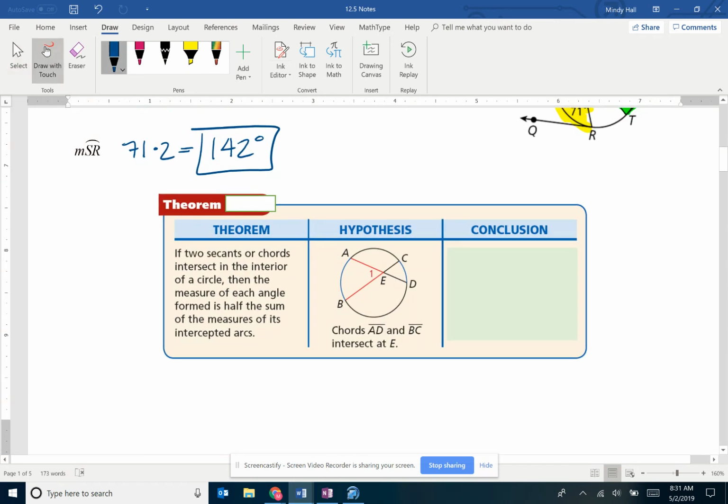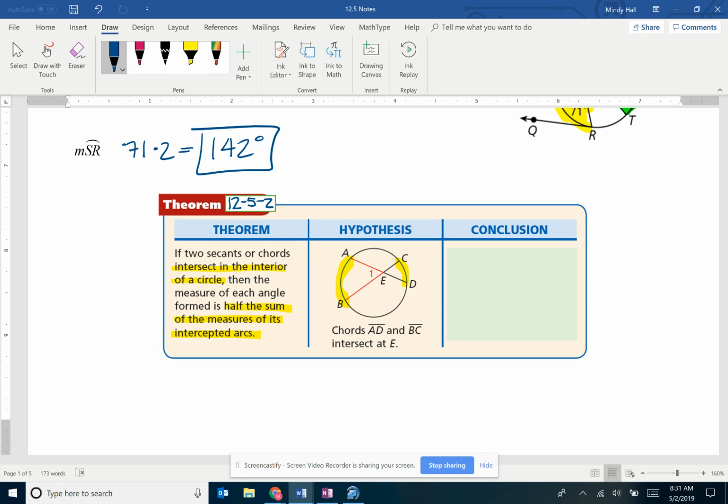So then our next theorem is 12-5-2 if you want the number. And again, this just helps you reference in the book. But if you have 2 secants or chords that intersect in the interior of a circle, then the measure of each angle formed is half the sum of the measures of its intercepted arcs. So if you notice with angle 1, we have 2 arcs that intercept it. We have this one, and then you also have this little arc over here.